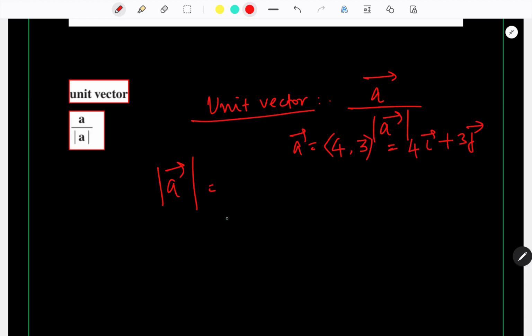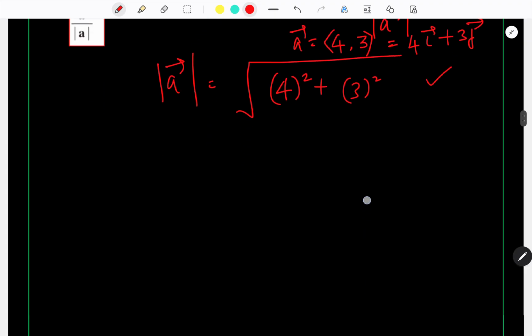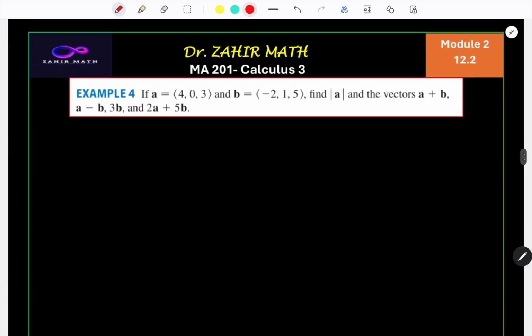How will you calculate absolute value? It is the square root of 4 square plus 3 square, right? Square root is something like that. So this is where you are going to calculate the absolute value. Let's go to the first question.